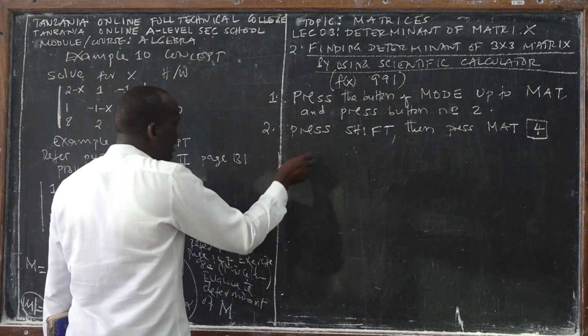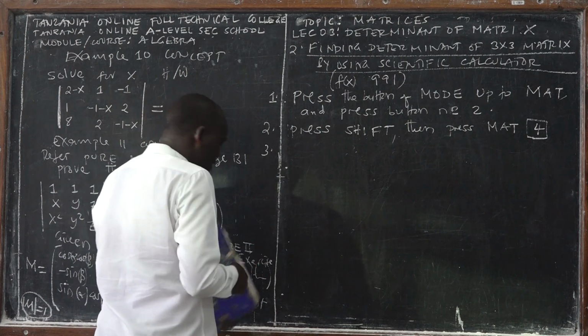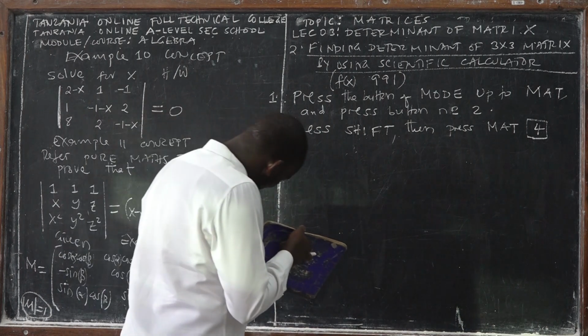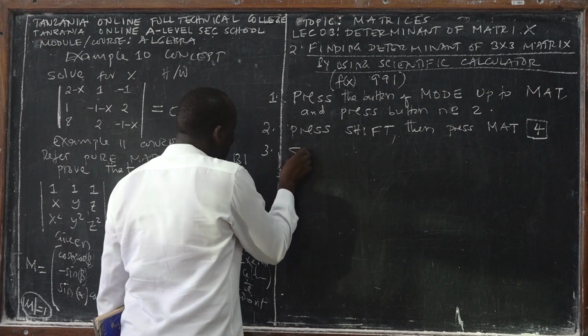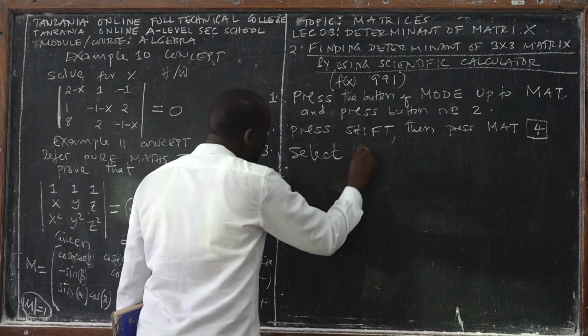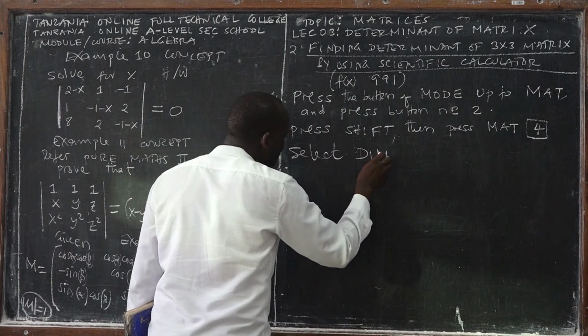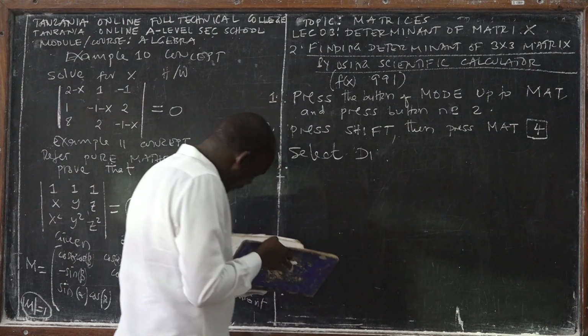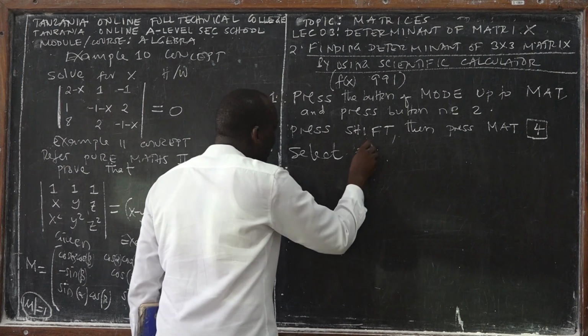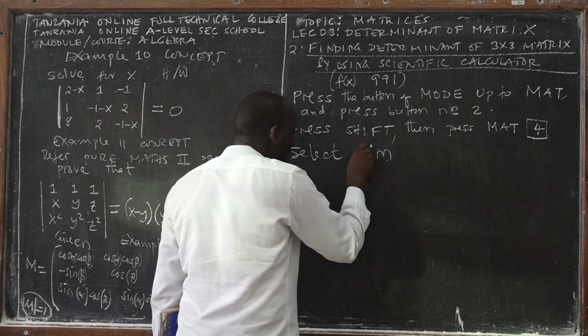Then, once you see that, select dim. So we have to name the matrix first. Select dim. Is dim in lowercase or uppercase?